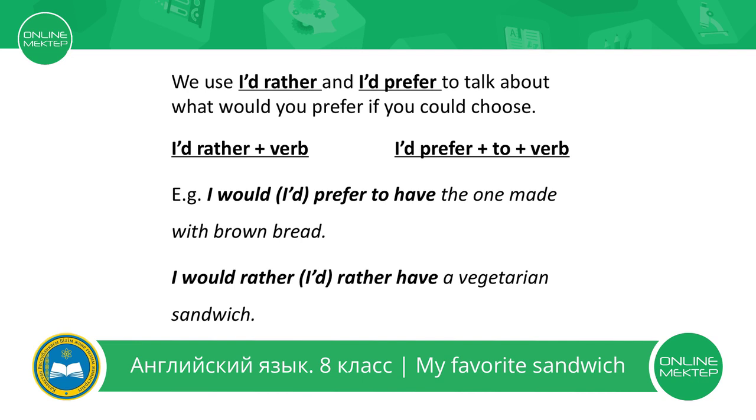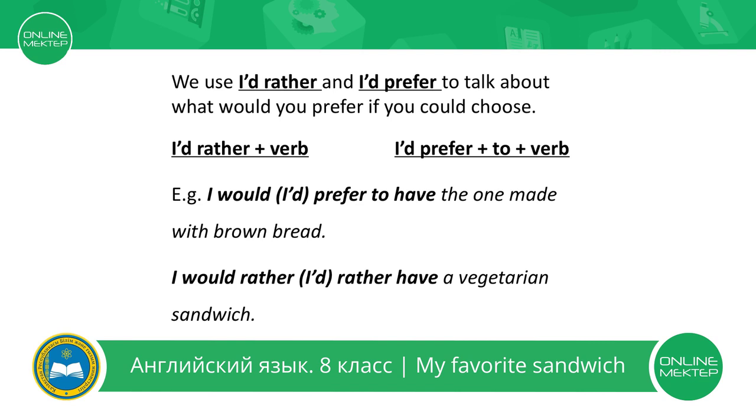We use I'd rather and I'd prefer to talk about what you would prefer if you could choose. We use I'd rather and add a verb, or we use I'd prefer, add to and add a verb to talk about our preferences. Look at these examples, please. These examples are taken from the previous listening exercise.